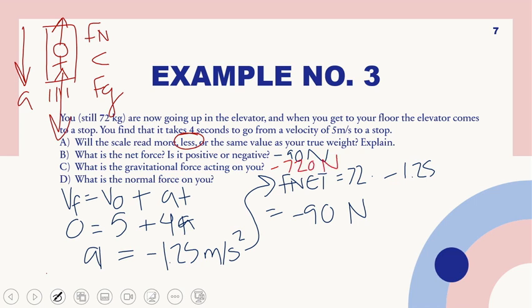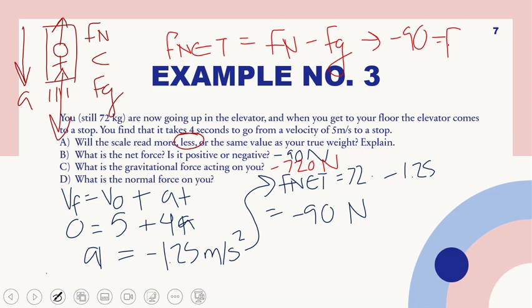Part D asks us what the normal force acting on you is. To find the normal force, we can set up the equation for the net force and isolate for the normal force. So the net force is equal to the up forces, or the normal force, minus the down forces, the gravitational force. Now you can plug in the net force of negative 90 and the magnitude of the gravitational force, which is 720. And then you isolate for the normal force, and you get that it's positive 630 newtons.